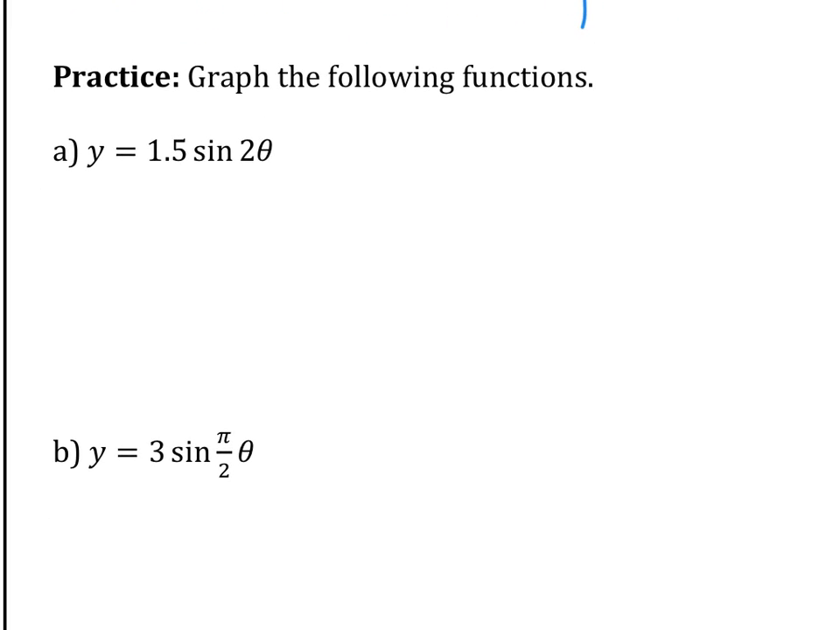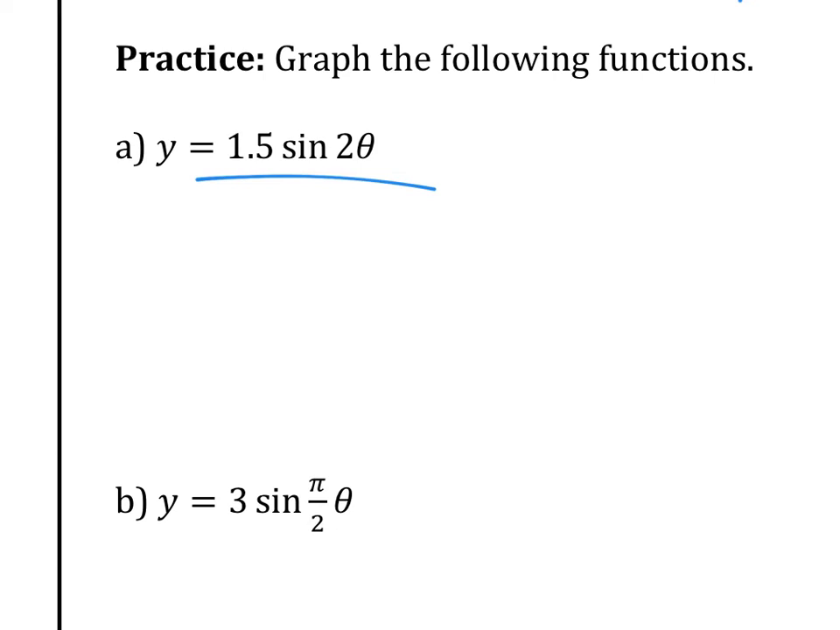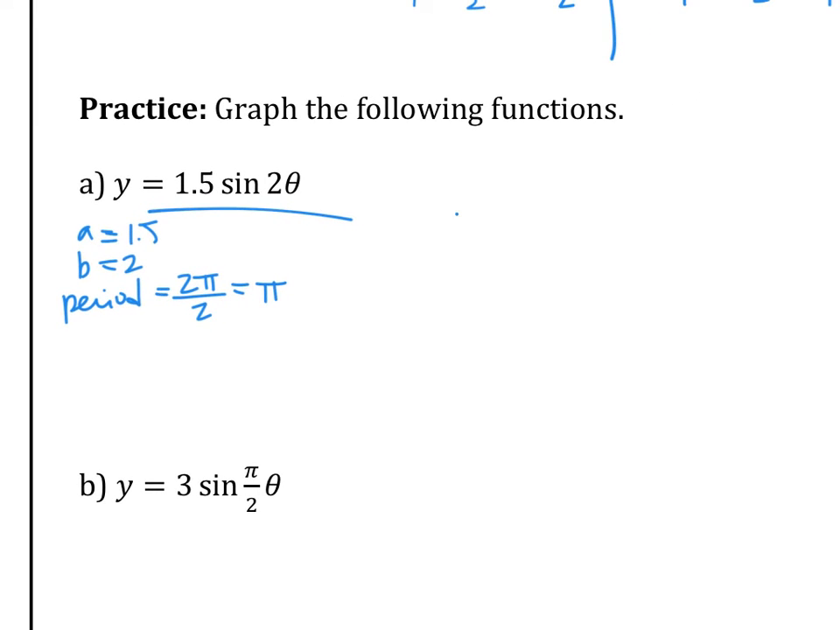All right, so let's do another one together, and then you're going to try the last one. Okay, so look at this. The first thing you're going to want to do is write A, B, period. That's the basics. A is 1.5, B is 2, so the period is 2 pi over B, or 2 pi over 2. It turns out to be about the same thing as the last time. Okay, so pi.